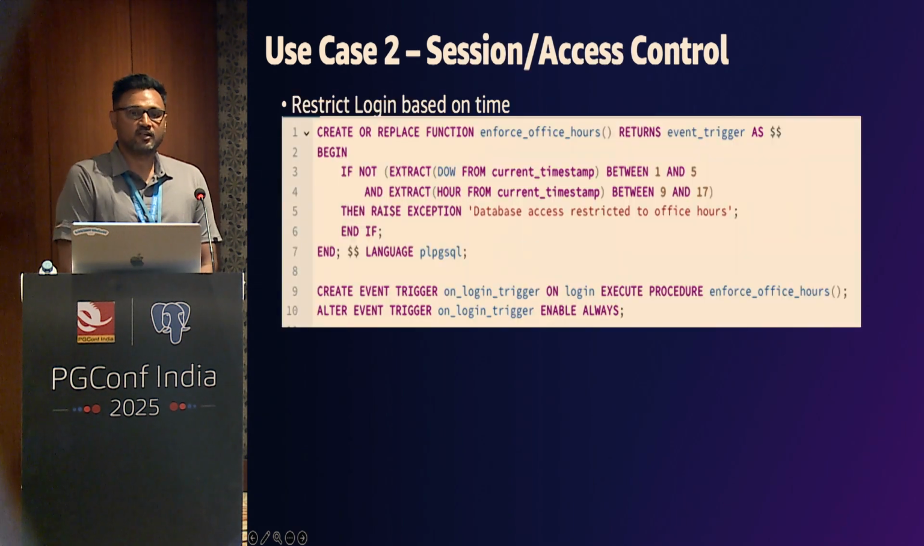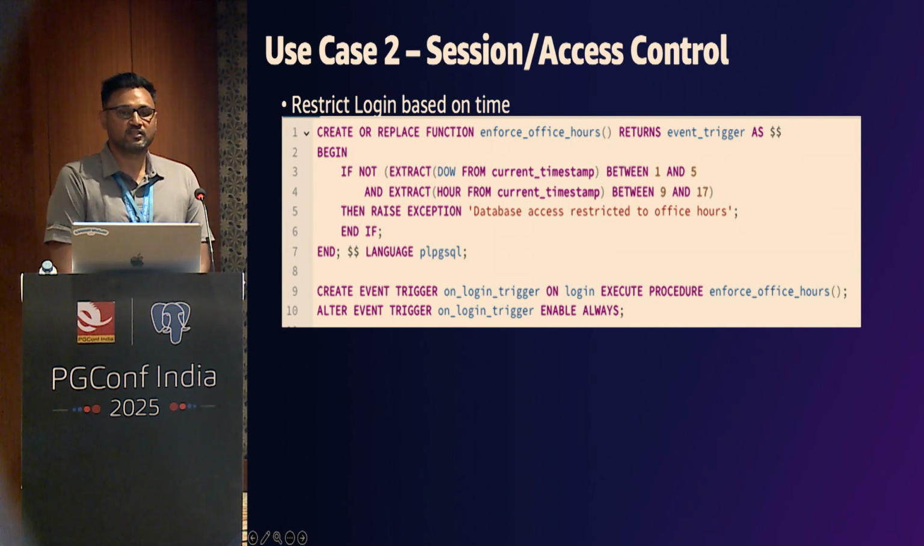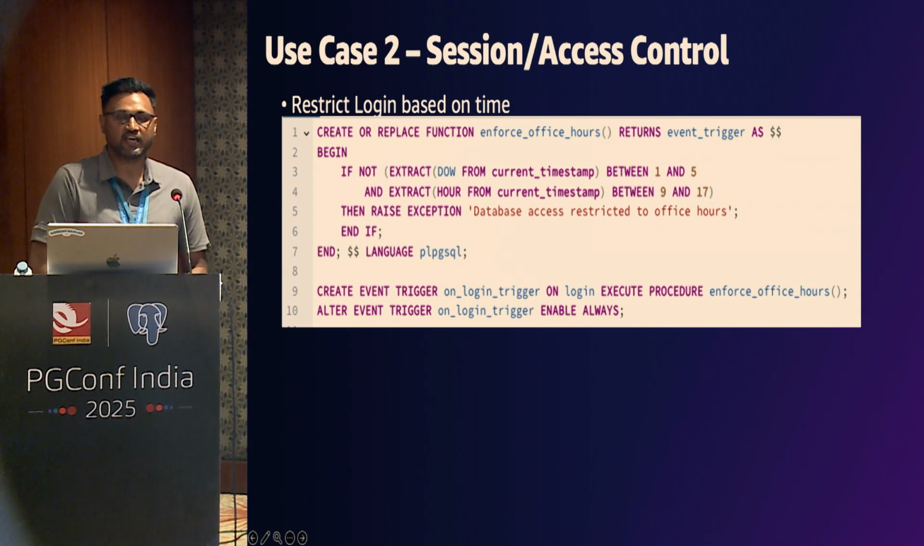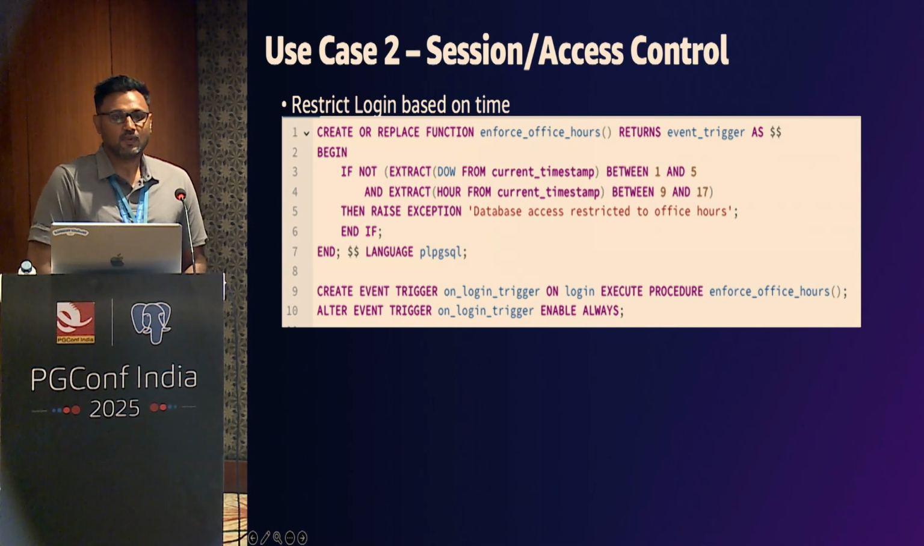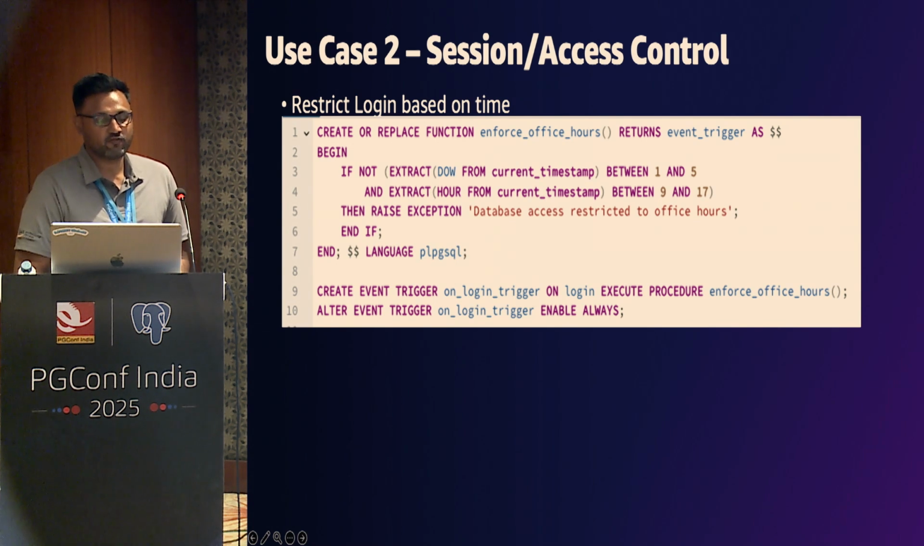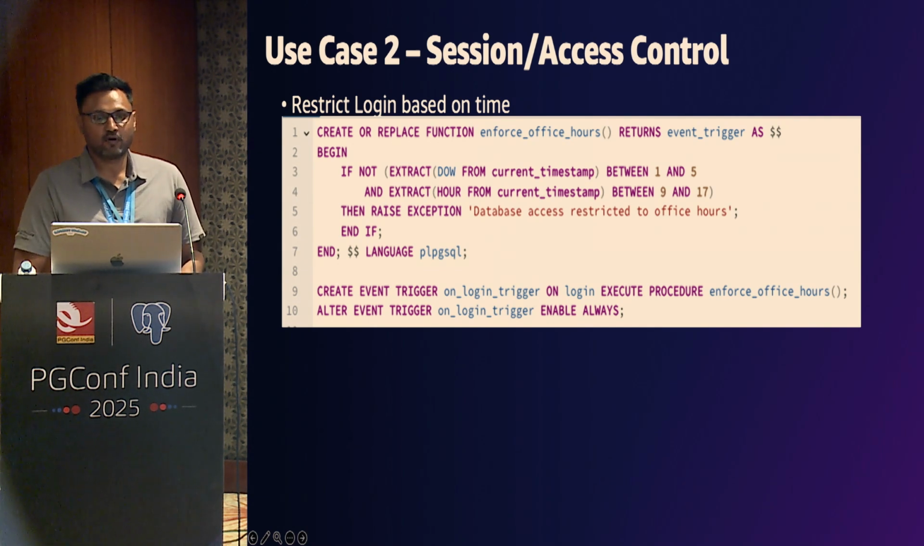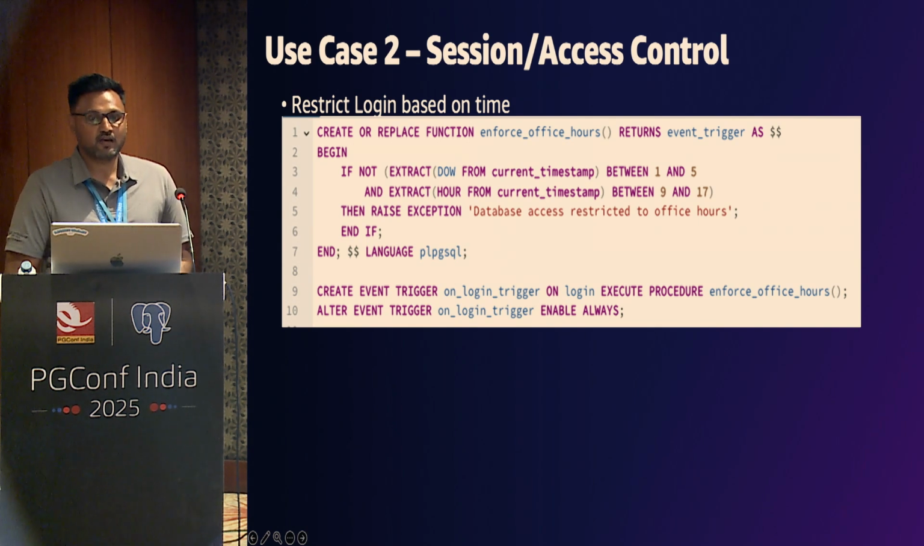The second use case is session and access control. In this use case, we are trying to restrict the user from logging into the database based on certain checks. As you can see in the first trigger function here, we are restricting the user based on time. We don't want the user to log in off business hours. Basically, we are checking the day of the week from the current timestamp, whether it's between Monday to Friday, and the hour is between 9 a.m. to 5 p.m. If it is not, then we are restricting the login to the database.